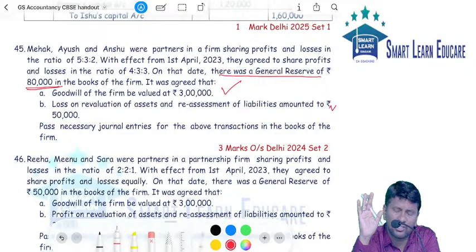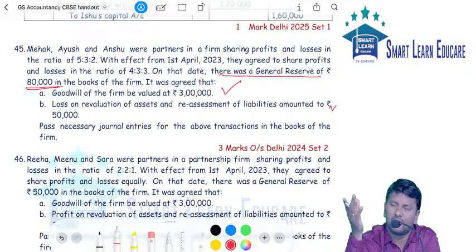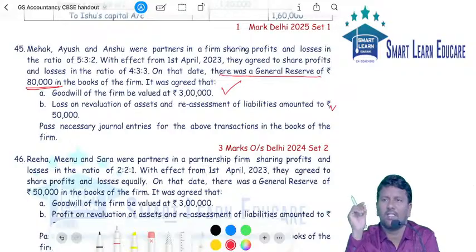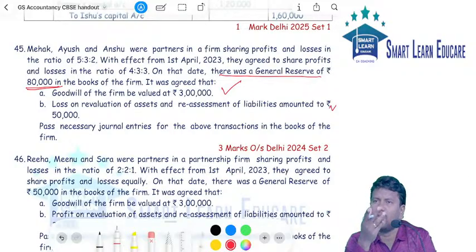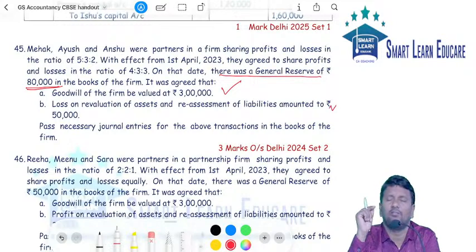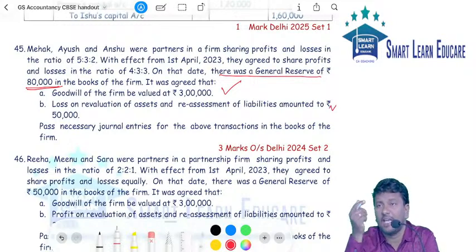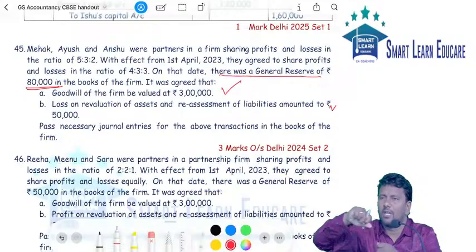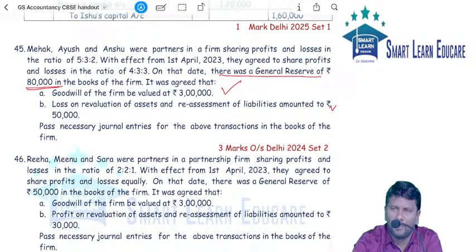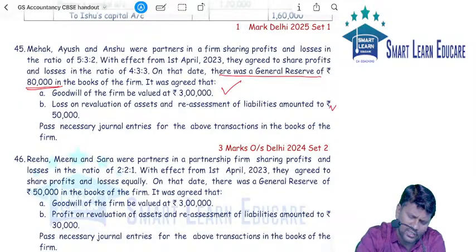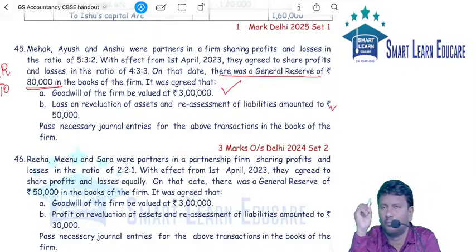When you transfer a P&L debit balance, it means an asset. When you transfer an asset, the asset should be credited and partners' capital should be debited. Now we are going to transfer general reserve. Reserve is a liability. Reserve is nothing but an amount taken from profit. Profit will have a credit balance. So what is the entry for transferring reserve? General reserve account debit to partners' capital in the old ratio.